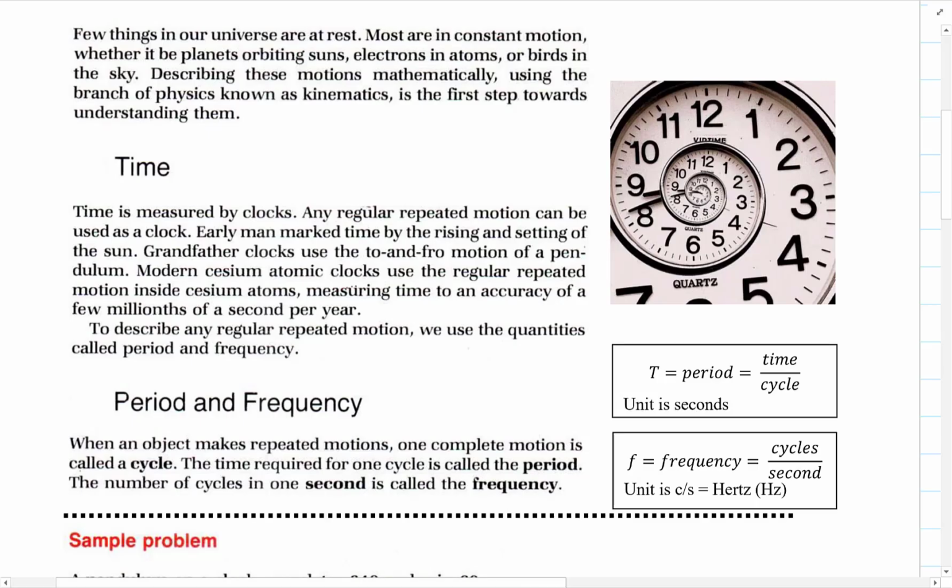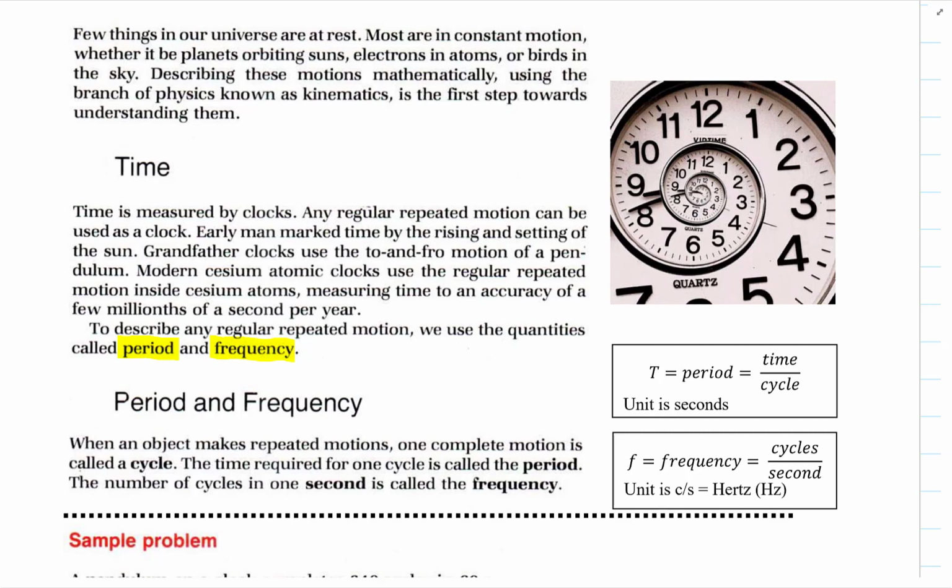Modern cesium atomic clocks use regular repeated motions inside cesium atoms, measuring the time accuracy to about a millionth of a second per year. Pretty good stuff. To describe any regular repeated motion, we need to use the quantities called period and frequency.